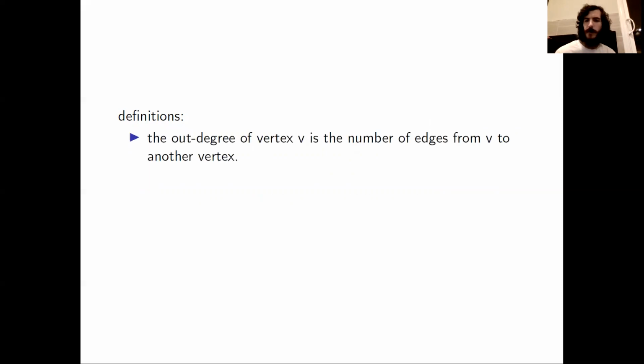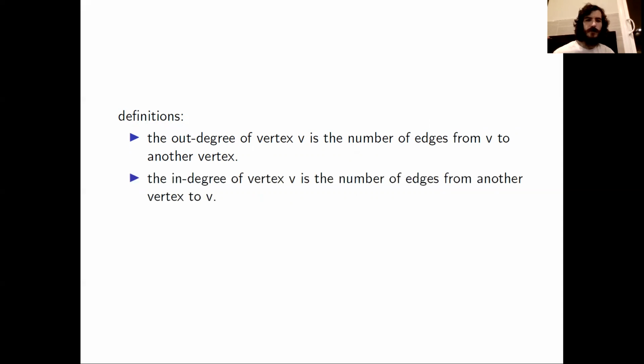Let's look at a few more definitions related to digraphs. First, the out degree of vertex V is the number of edges from V to any other vertex. The in degree of vertex V is the number of edges from other vertices to V.